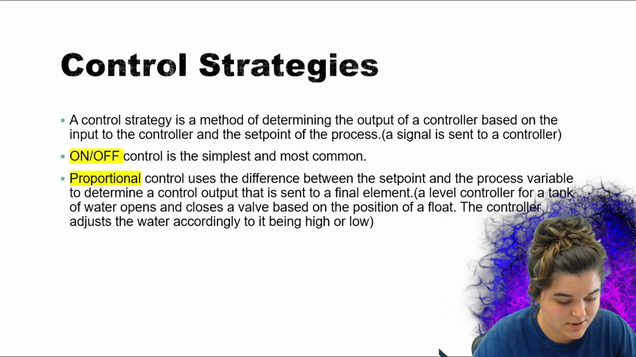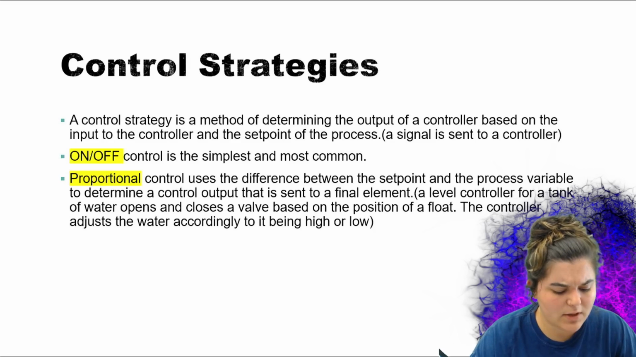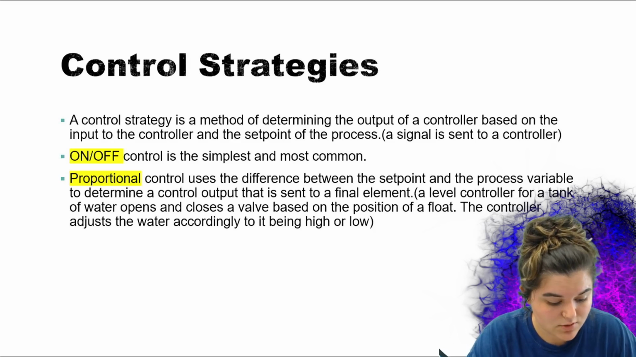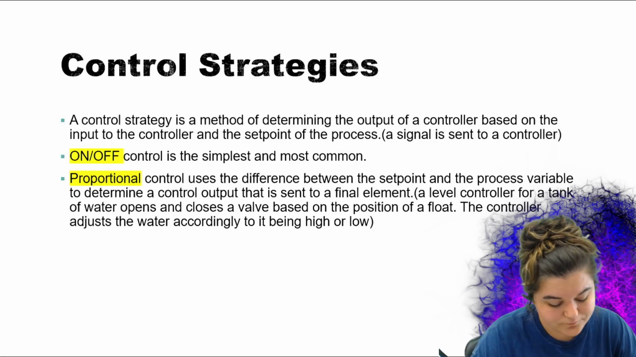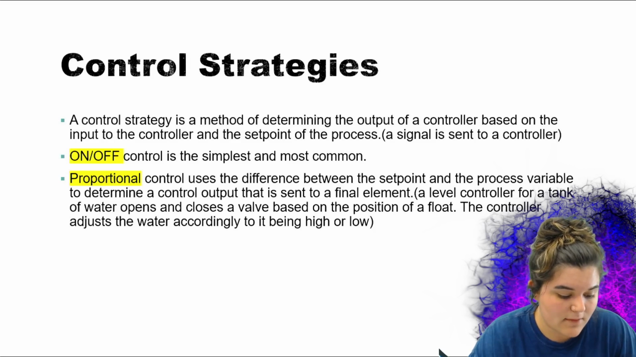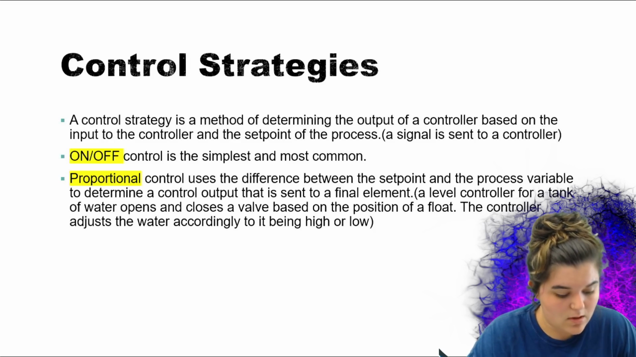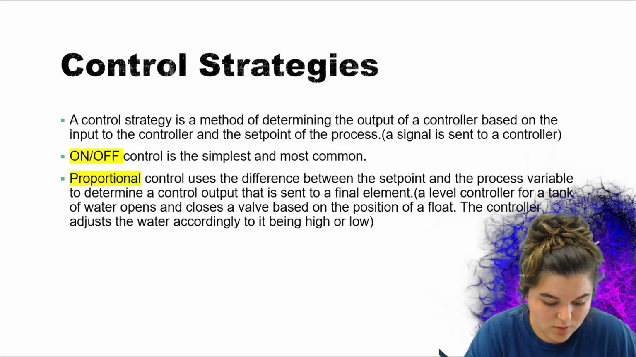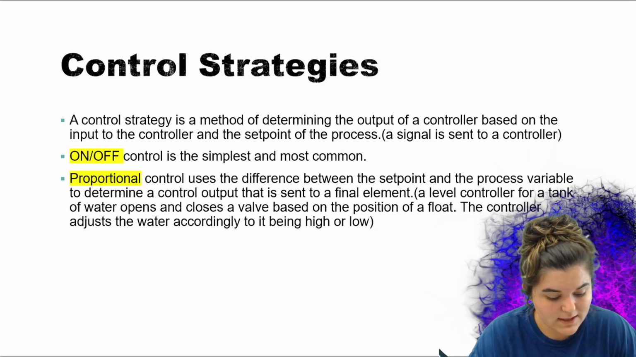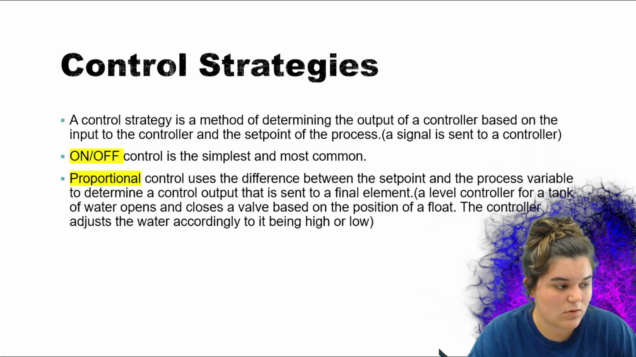And some control strategies. A control strategy is a method of determining the output of a controller based on the input of the controller and the set point of the process. So a signal is sent to a controller. You've got on-off, and that control is the simplest and most common. And you've got proportional, and that control uses the difference between the set point and the process variable to determine a control output that is sent to a final element. A level controller for a tank of water opens and closes a valve based on the position of a float. So the controller is going to adjust the water accordingly to it being high or low.